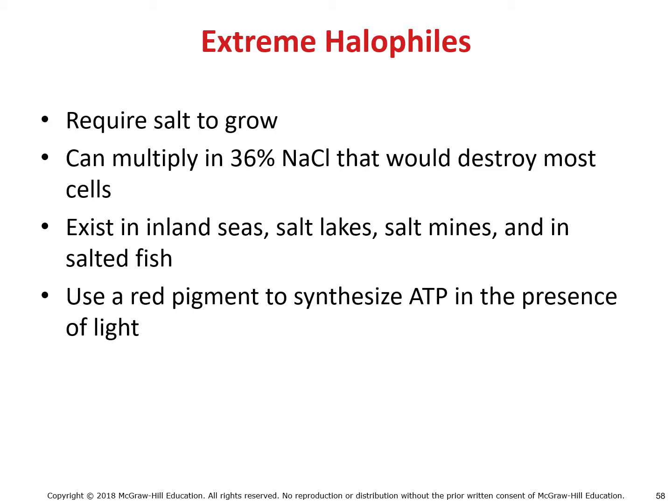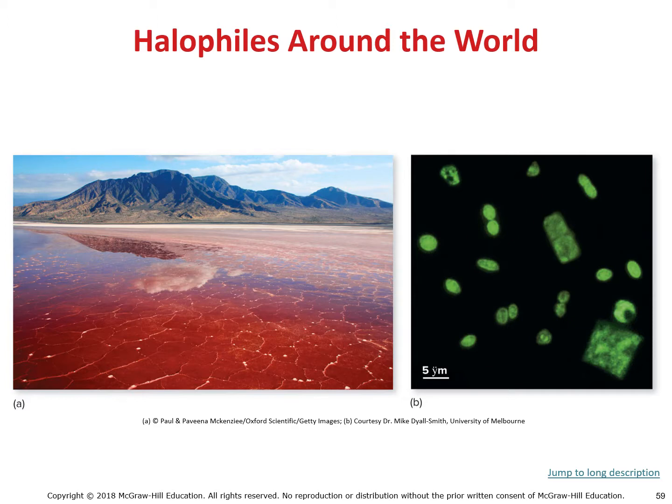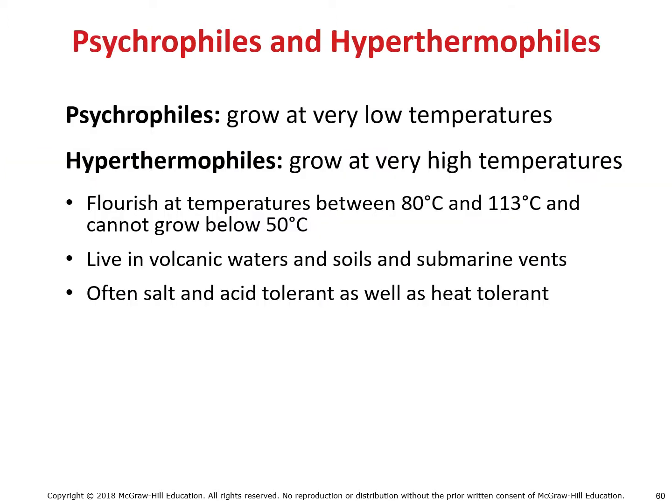So we find these in very unique places, things like inland seas, salt lakes, salt mines, even in salted fish. So the idea here is this is typically going to be something pretty unique that lives in an extreme environment, as archaea are well known for doing. So you can see that red pigmentation and association with the photosynthesis that can be done.